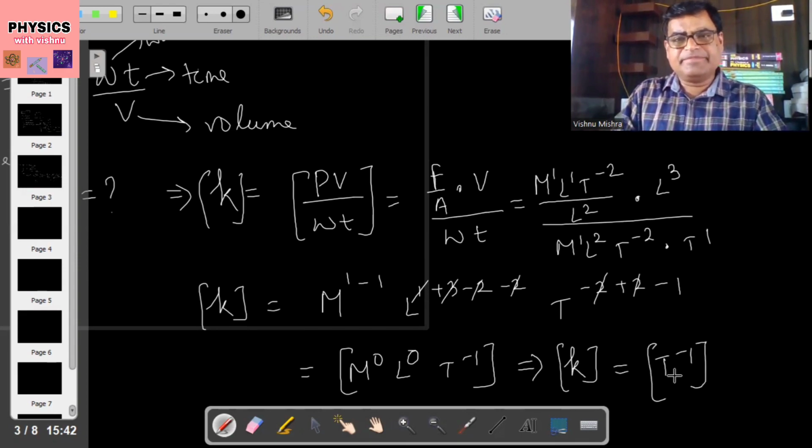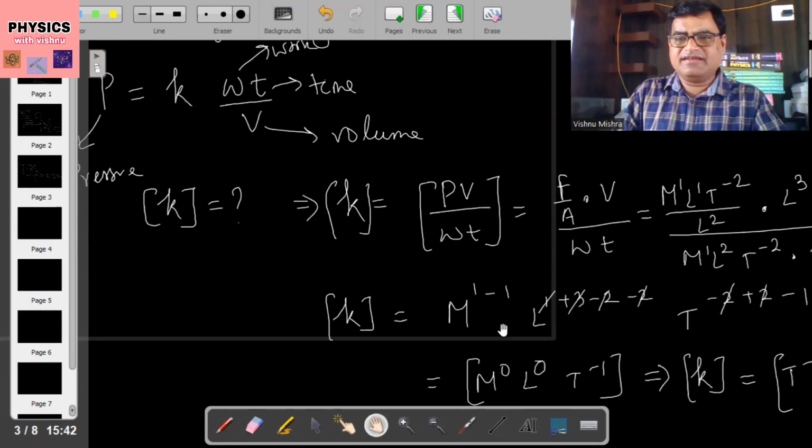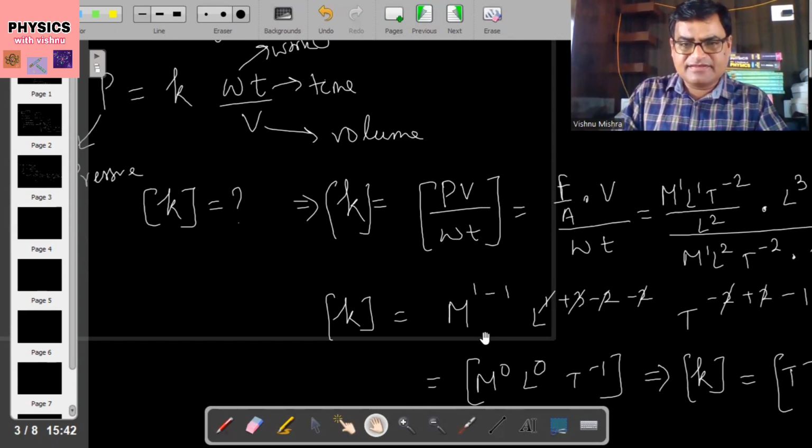Clear about this? This is how we are writing. If the formula is given, you can write its dimension. If the formula is given, easily you can write its dimension. Clear? Understood this? So let's do some assignment, and you solve it before the next video.